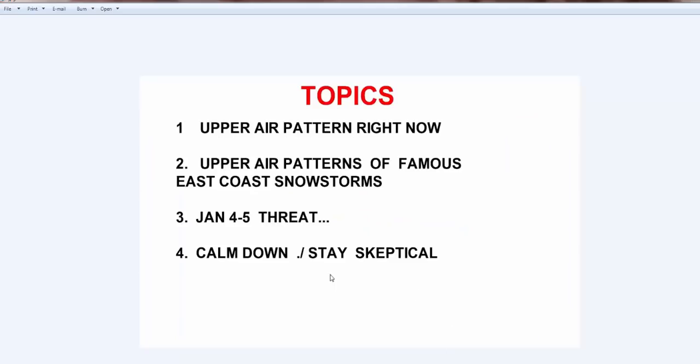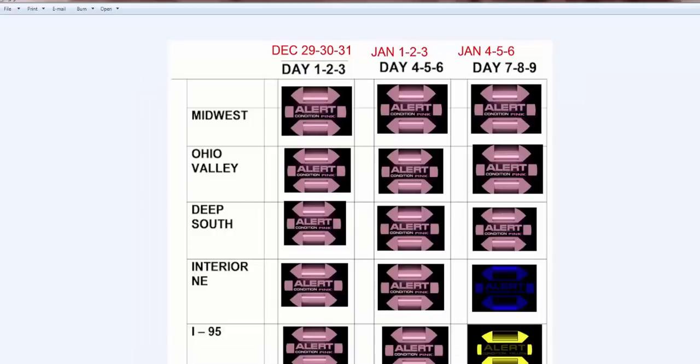A couple of topics we'll be talking about here. The upper air pattern right now over the Northern Hemisphere, especially North America. Upper air patterns from the famous East Coast snowstorms. And we'll be talking about the January 4th and 5th threat, which has showed up in the last two runs of the European model, and advice about staying calm and skeptical and not getting too hyped up, because there are a lot of problems with the European model solution.